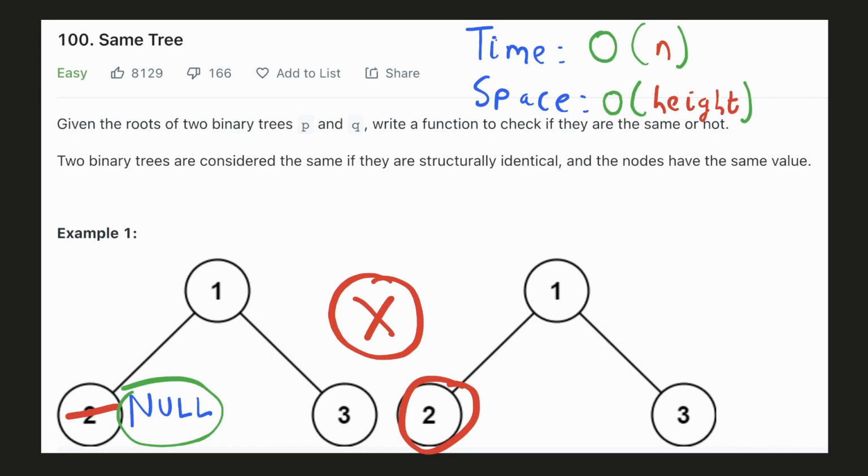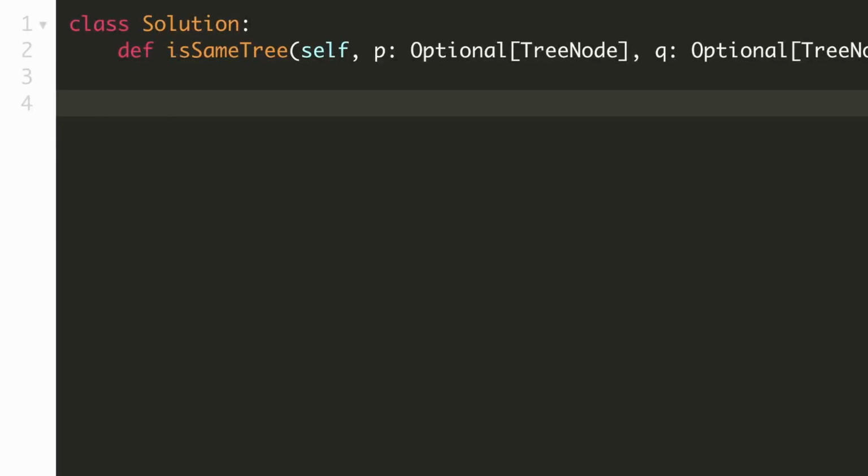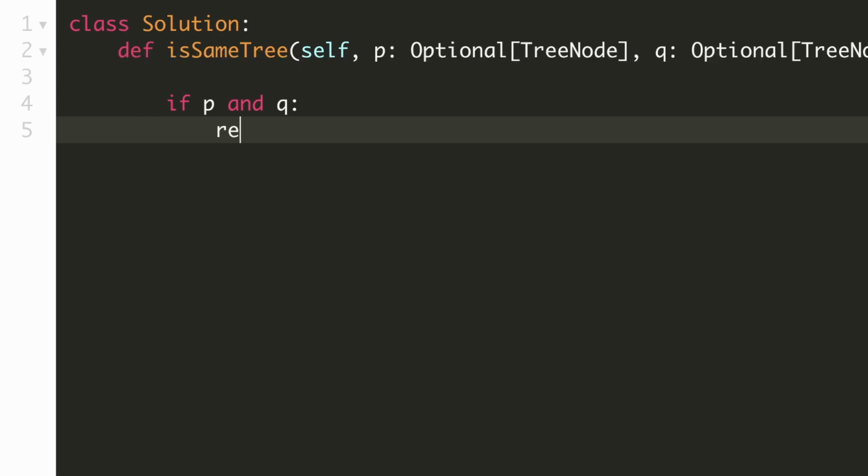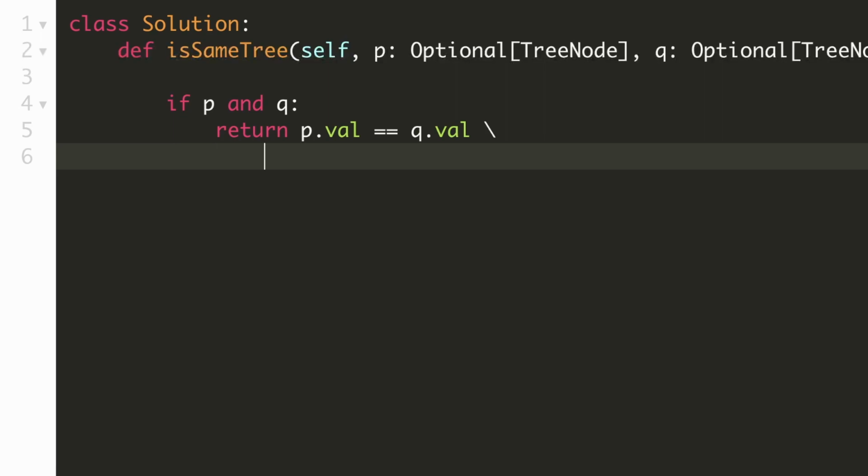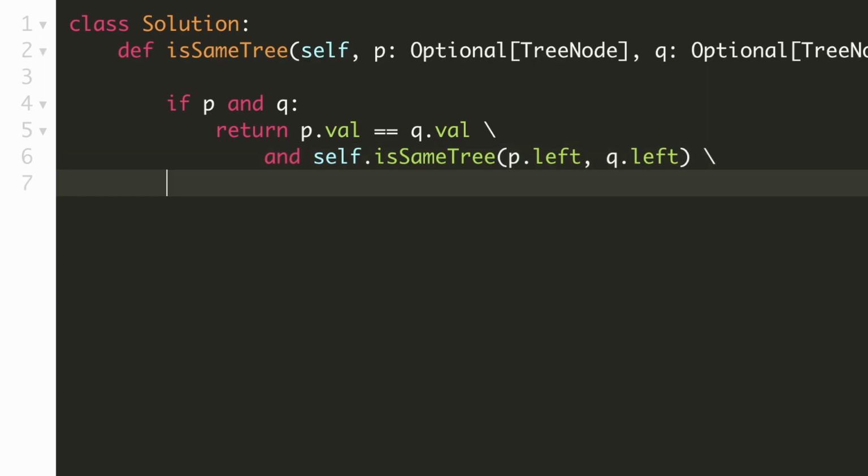Let's implement the solution. The first condition that we'll check is if both our root nodes are not null. In that case, we'll first check if both our root values are the same. Then we'll have to check if the left subtrees of both these trees are the same. So we'll call this same function recursively on both the left subtrees. And finally, we'll do the same thing for the right subtrees. So we'll call the same recursive function for the right subtrees.